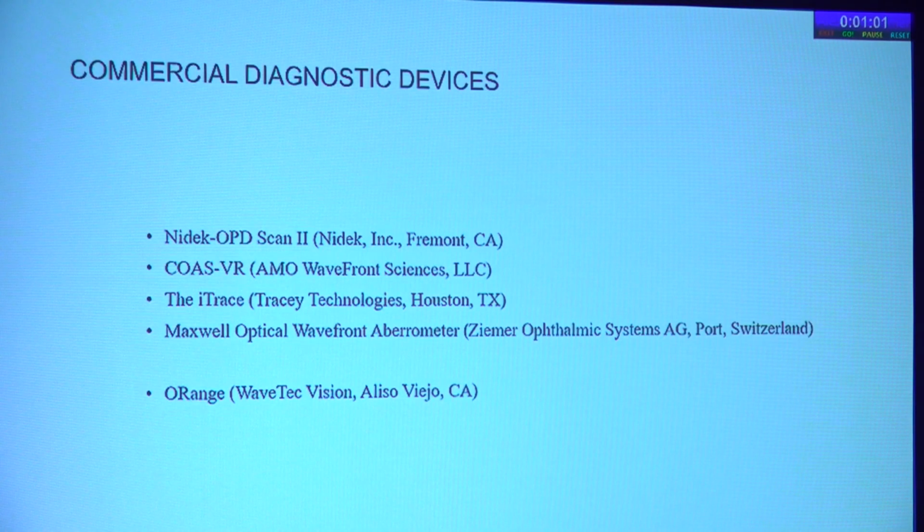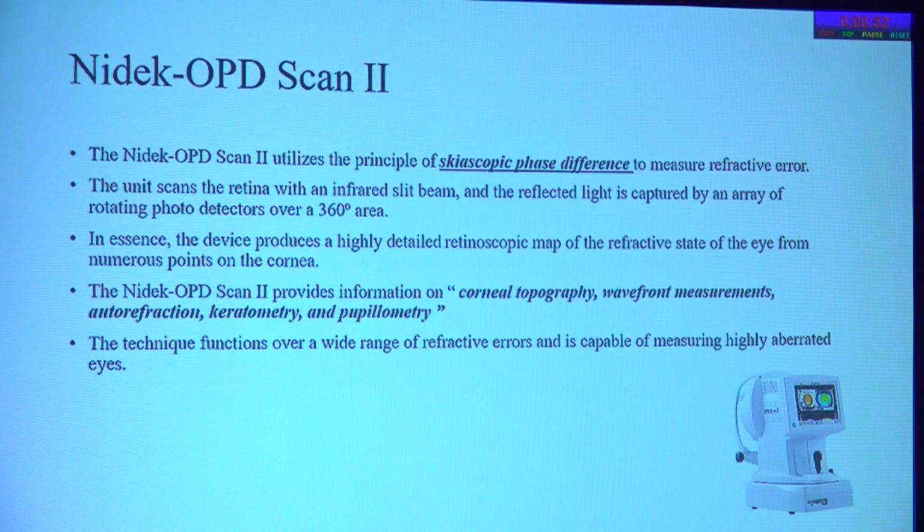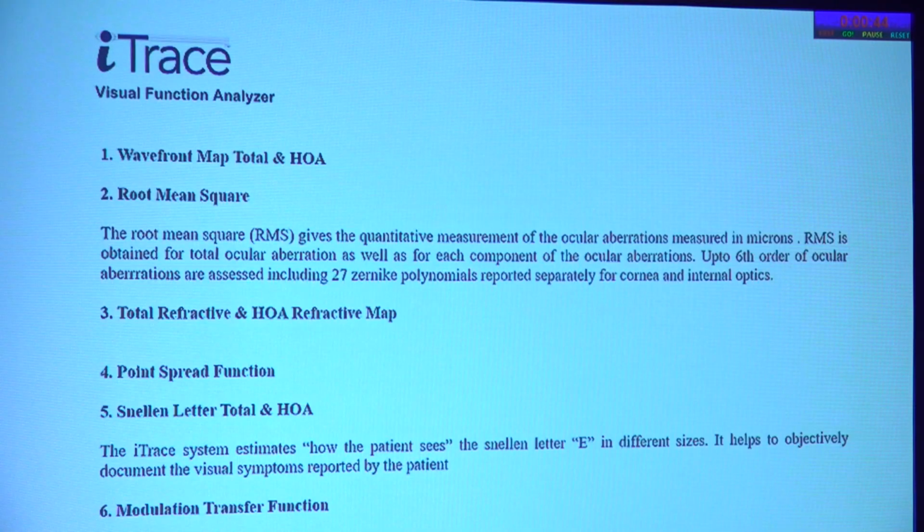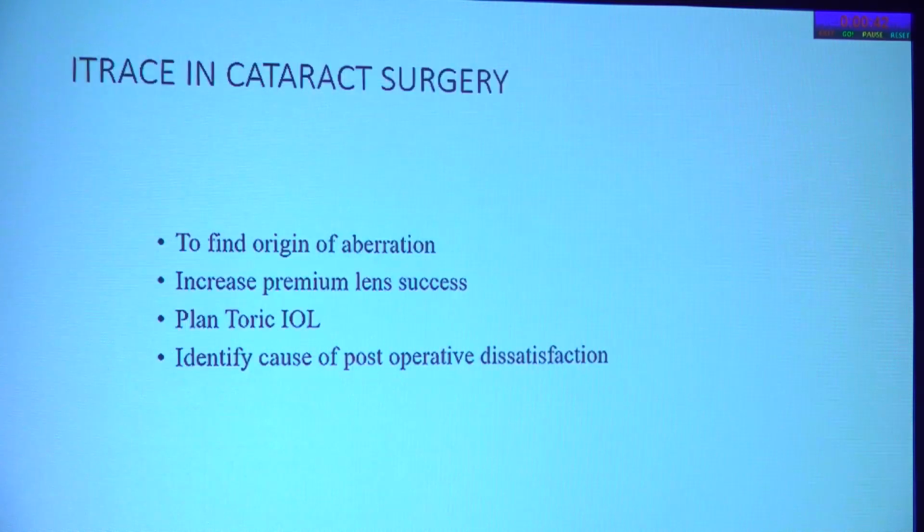The aberrometers that are commercially available and that have stood the test of time are the NIDEK OPD-Scan, COAS, iTrace, Maxwell, and the Aura. We'll skip the NIDEK and we'll move on to the iTrace, which is one aberrometer which is commercially available. I have no financial interest. There are multiple parameters that could be checked with this.